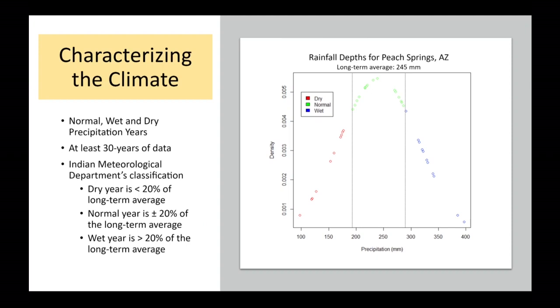So for my data set, if my long-term average is 245 millimeters a year, then a dry year will be 20% less than that. A normal year will be plus or minus 20% from 245 millimeters. And then a wet year will be 20% greater than the long-term average.